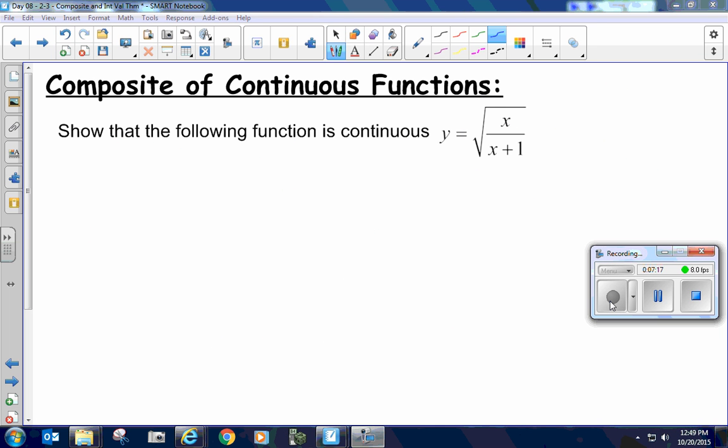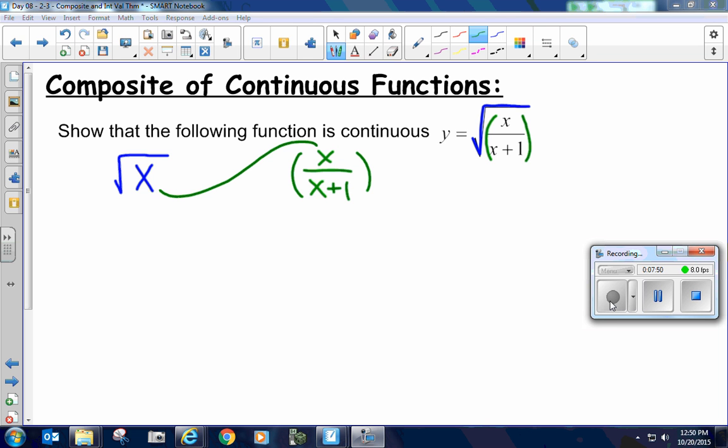All right, let's do the same thing with this next example. Show that the following function is continuous. I am going to break this up into 2 separate functions. I have the square root function, my first one, and then I have what goes into the square root, second one. So I can say I have the square root of x is one function, and x over x plus 1 my next function. All right. Well, and I know that because if I were to combine these, I'd put this in for the x, and I would get the square root of x plus 1.